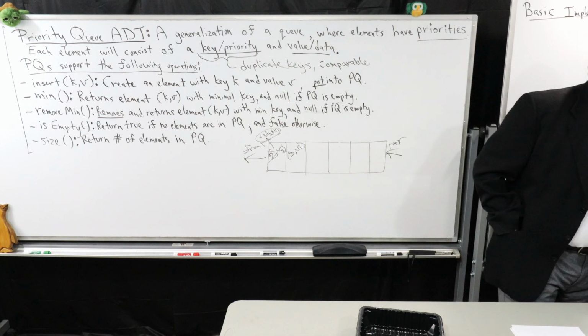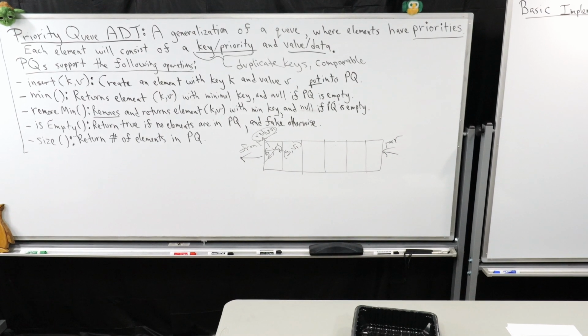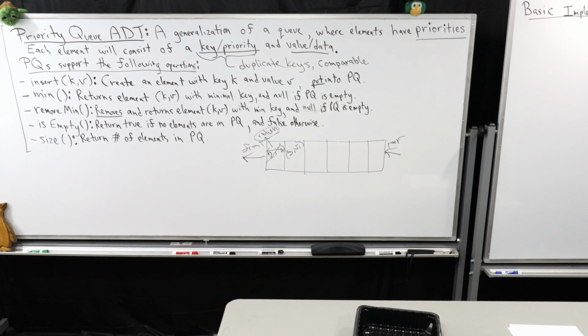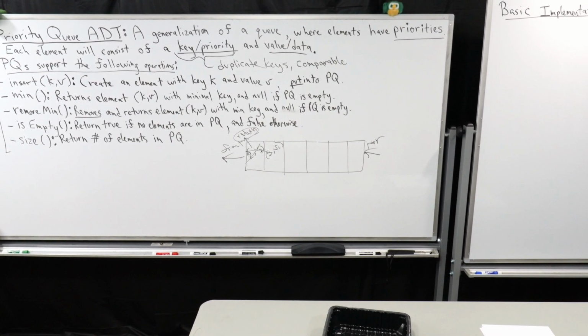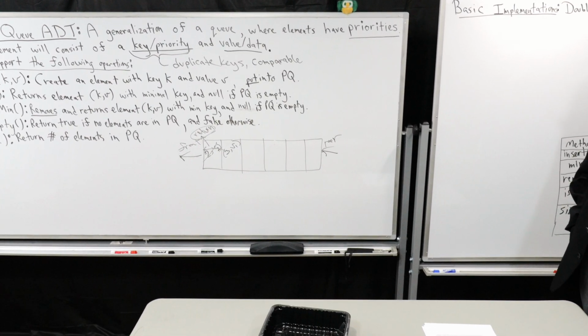So let me get over to the other board over here. I want to do a basic implementation. I want to describe to you how I can get a priority queue in a way that I would describe it at this level.